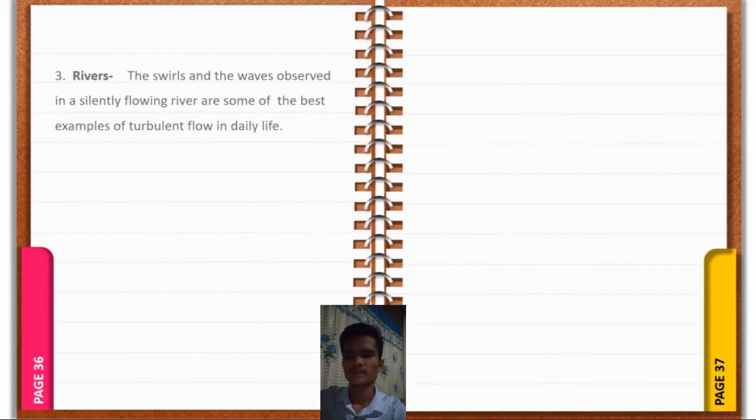Next example is rivers. The swirls and the waves observed in a silently flowing river are some of the best examples of turbulent flow in daily life. So, yes, as we observe from the rivers, it shows swirls and chaotic movement.